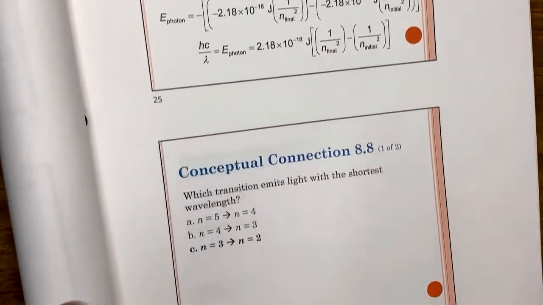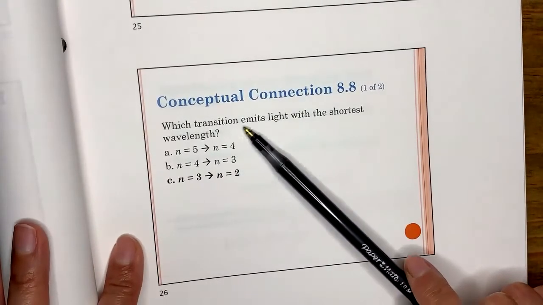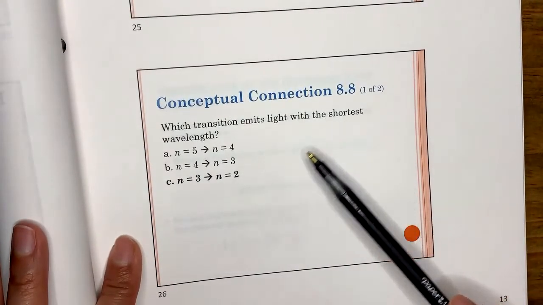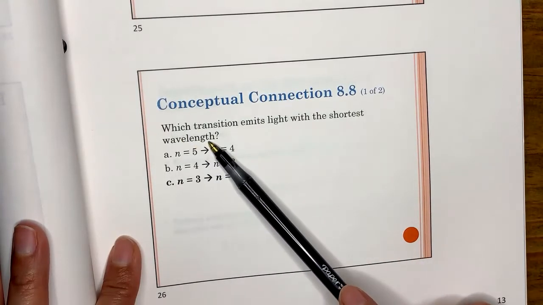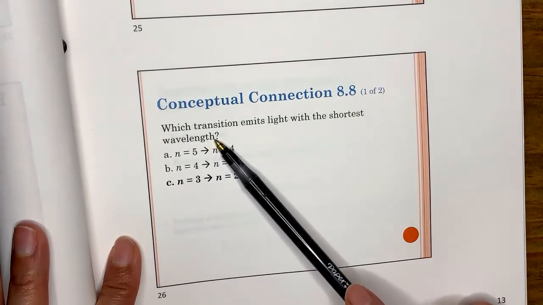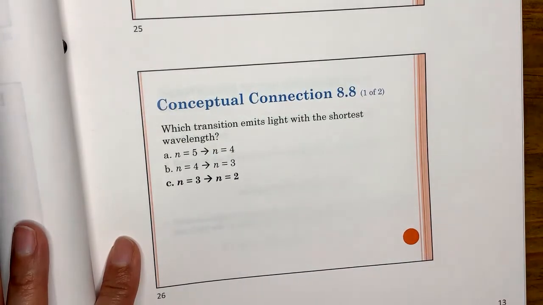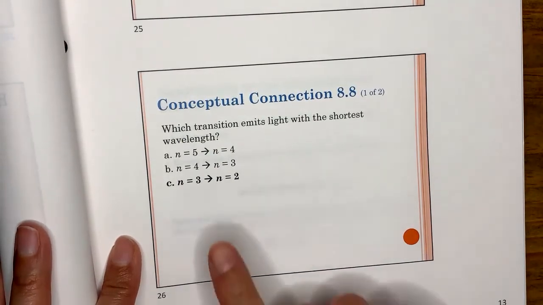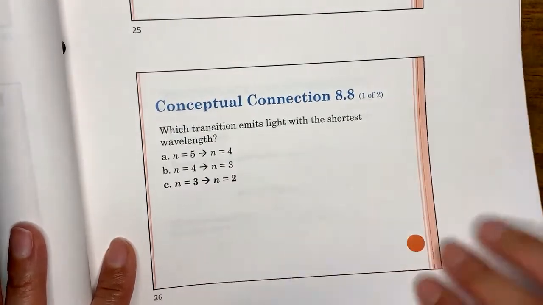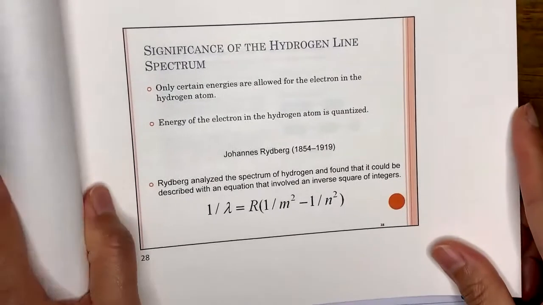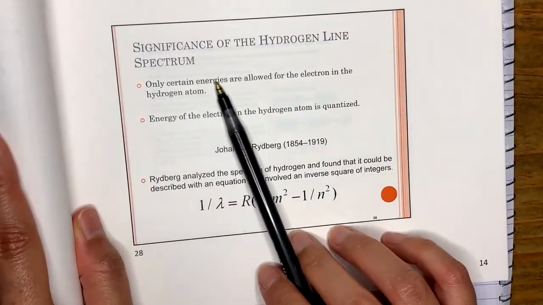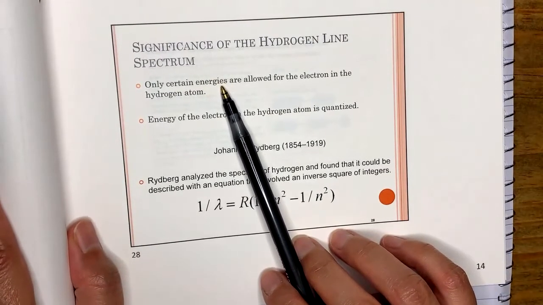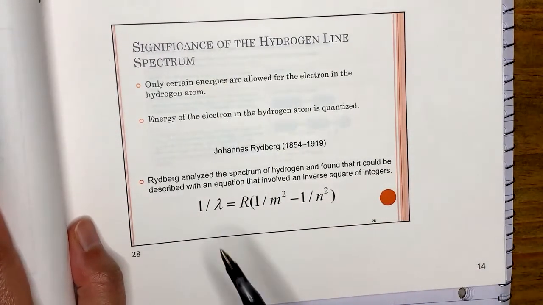And here's the question here. Which transition emits light with the shortest wavelength? The shortest wavelength would be the highest frequency. So the highest frequency will be the highest energy gap, and 3 to 2 would be the highest energy gap there, okay? So we were talking about the hydrogen lines, right? So only certain energies, specific energies. So do you want to calculate what energy that is so you can provide that photon energy size?